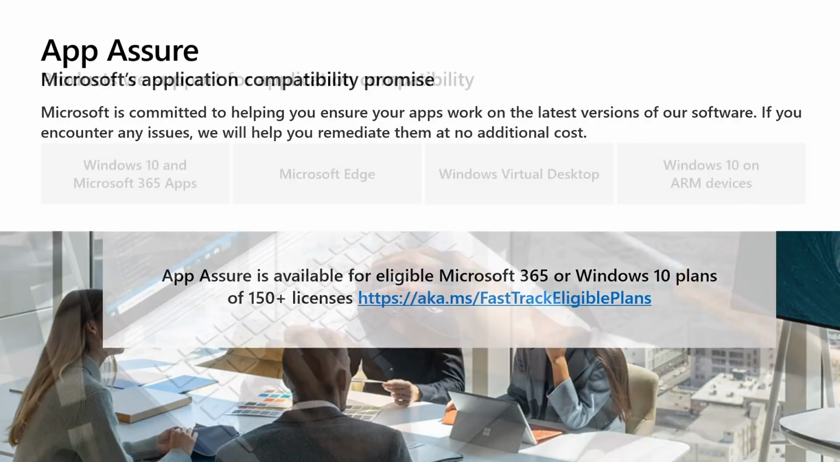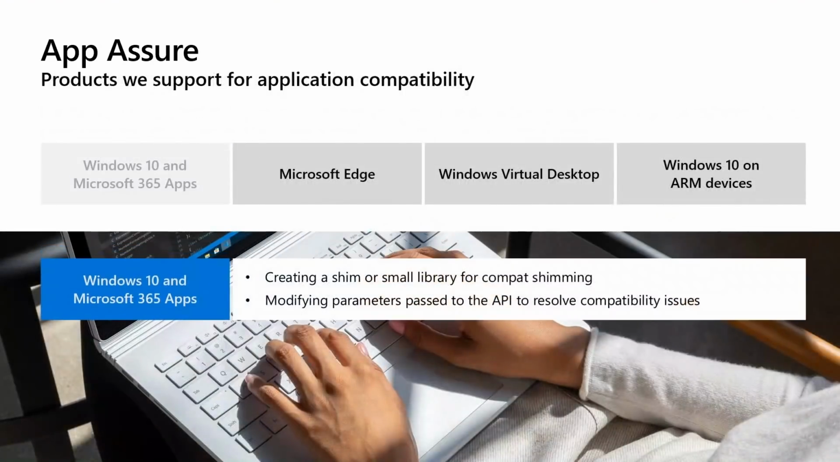Since launching, we've added promises to help ensure app compatibility for Microsoft Edge, Windows Virtual Desktop, and most recently, Windows 10 on ARM64 devices. For Windows 10 and Microsoft 365 apps, compat shimming and settings changes are a common fix for customer issues. In this case, we work with you to create a shim, or a small library, where we modify the parameters that are getting passed to the API to resolve compatibility issues.